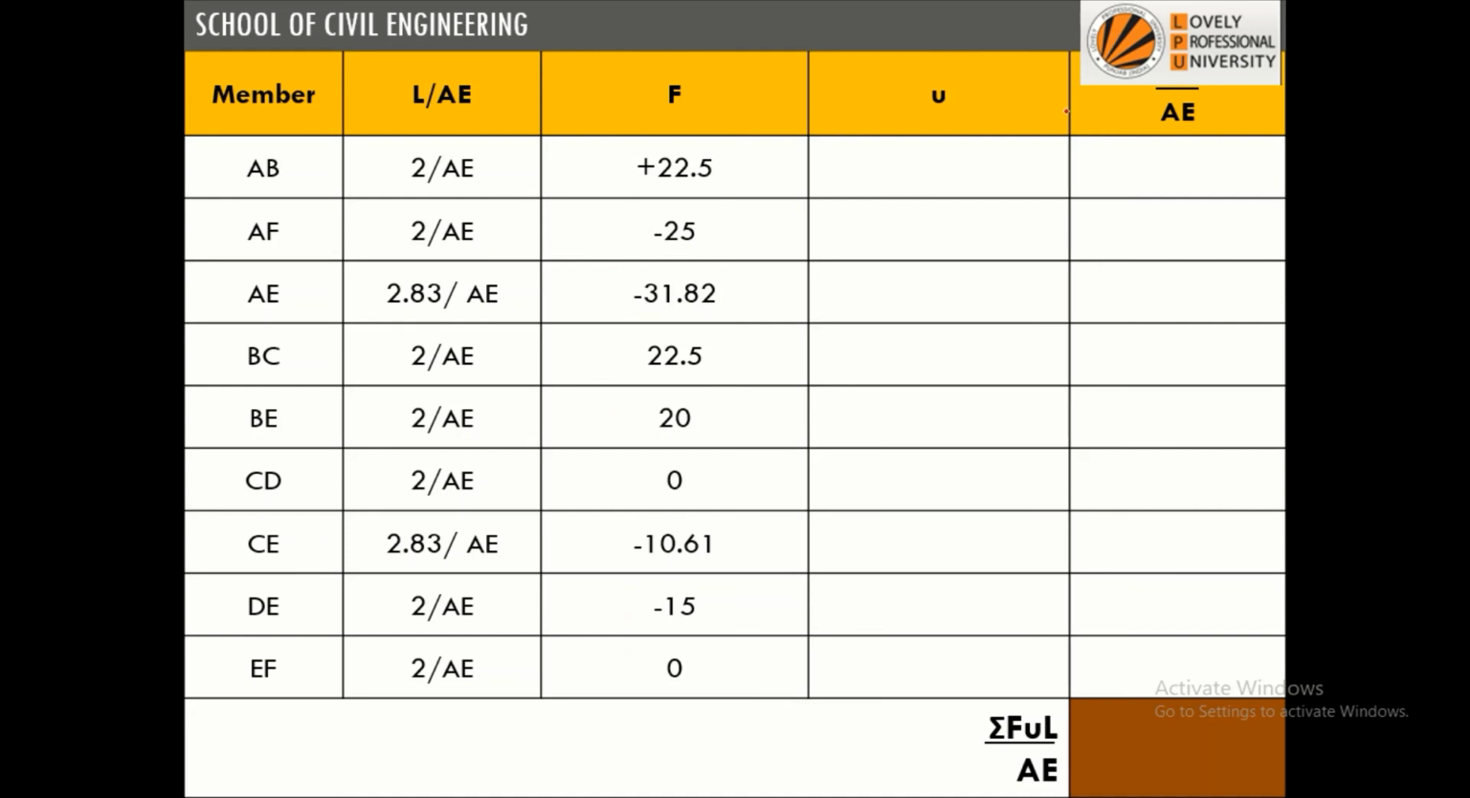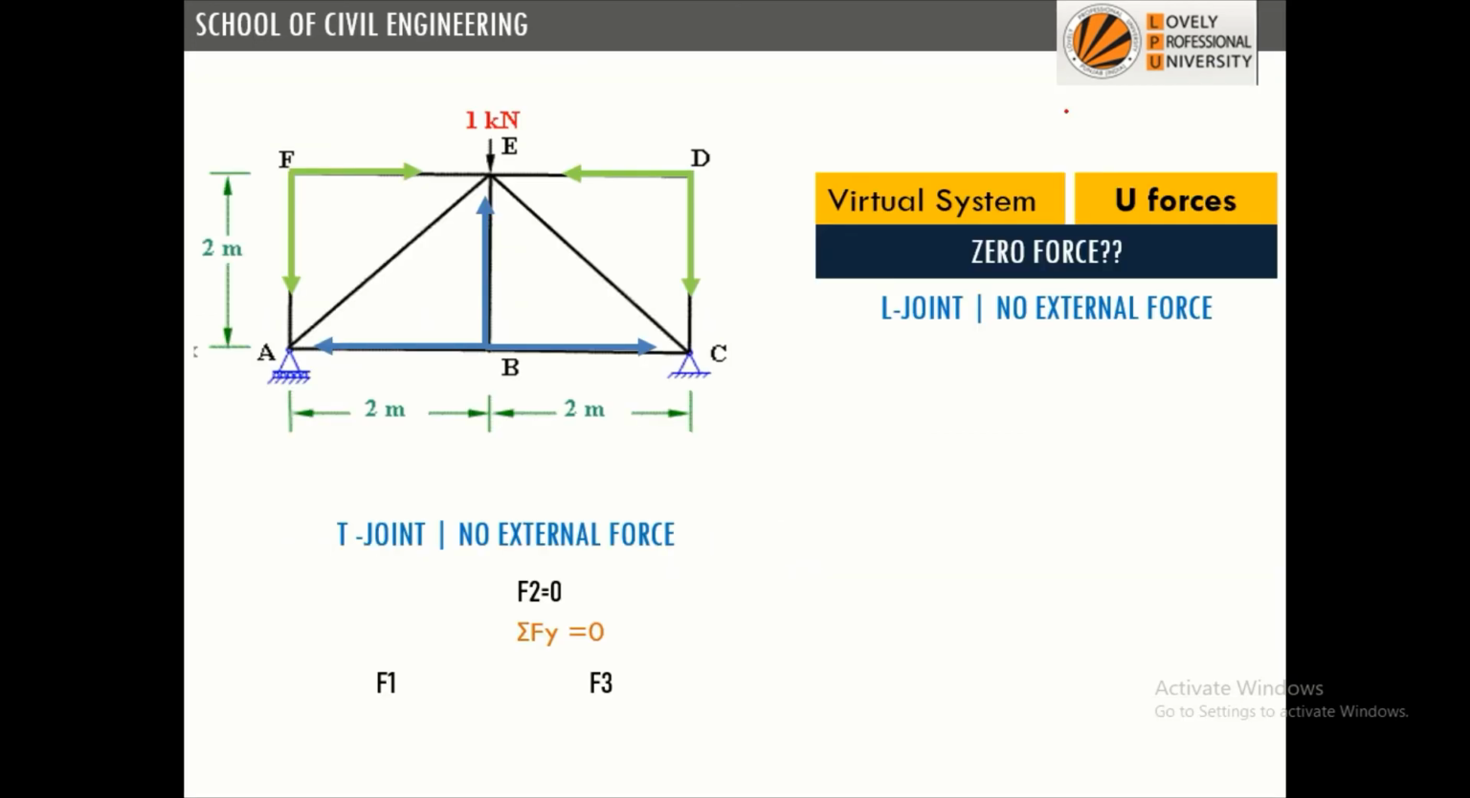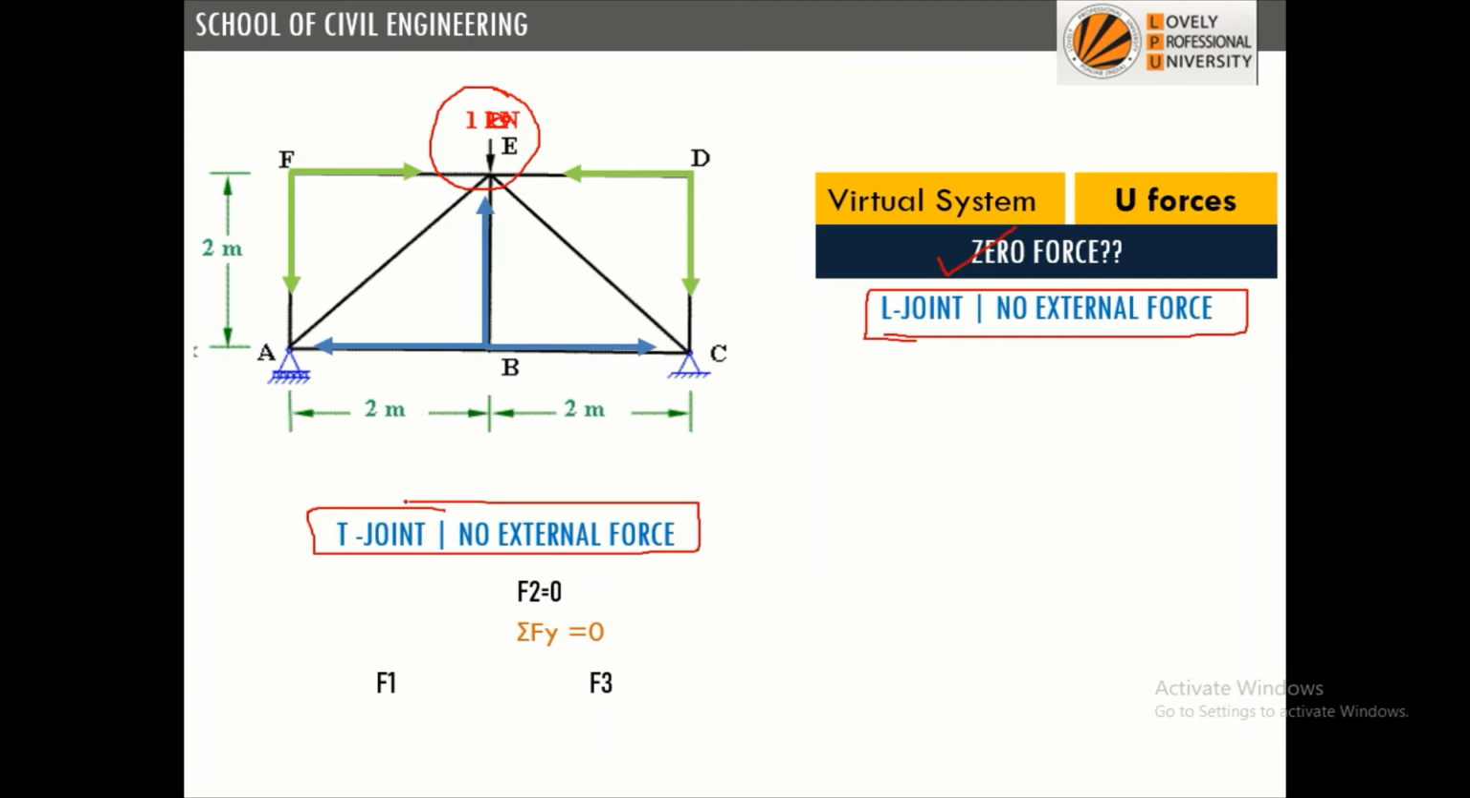Now we come to our U forces, that is the virtual system. In the virtual system we have removed all the forces, and at the place where we want to find the vertical deflection, we have put our unit load. Now the best thing is we need to know how to identify zero forces in a truss. One concept is L joint with no external force, and the other one is T joint with no external force. First we'll see what an L joint is. In joint F only two forces are there.